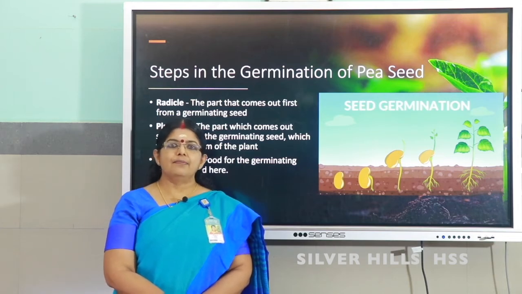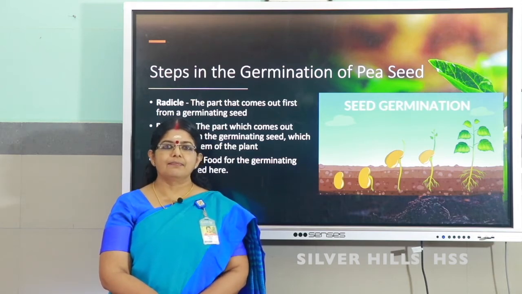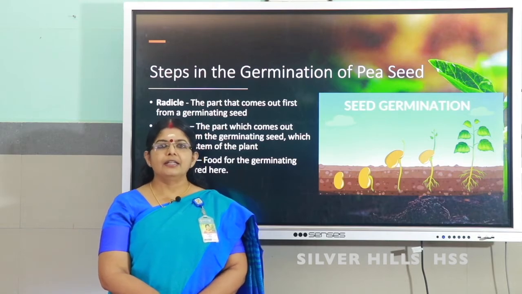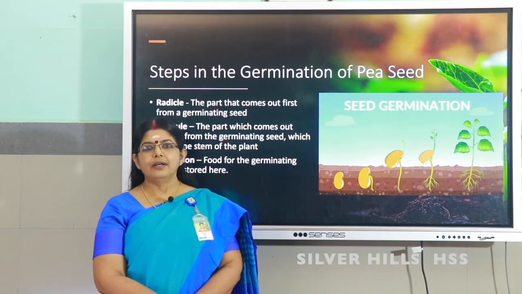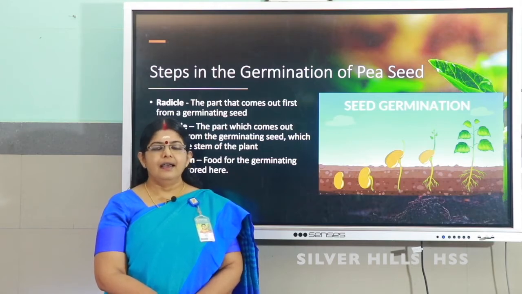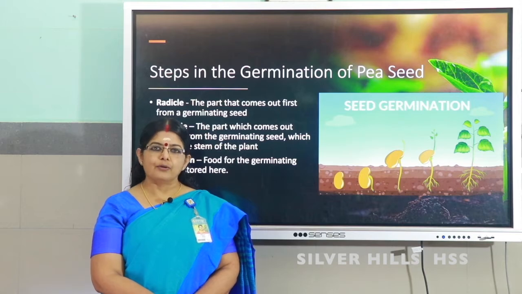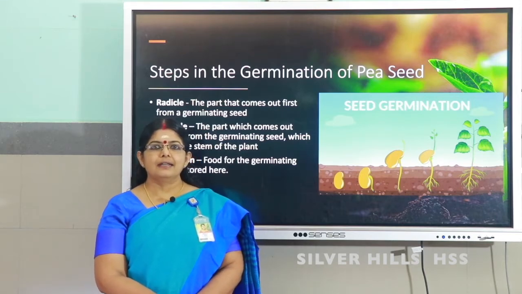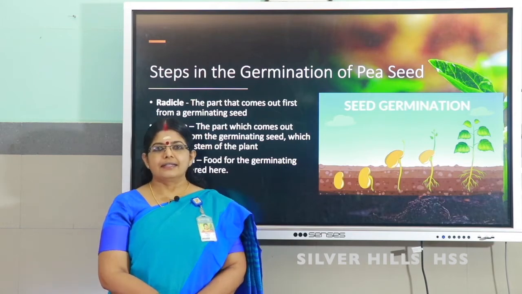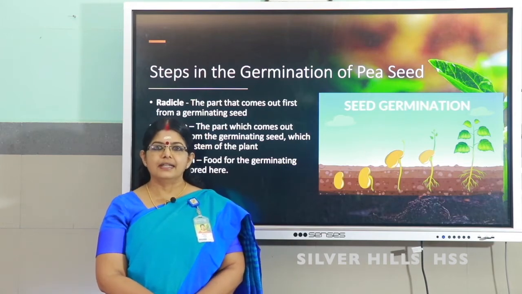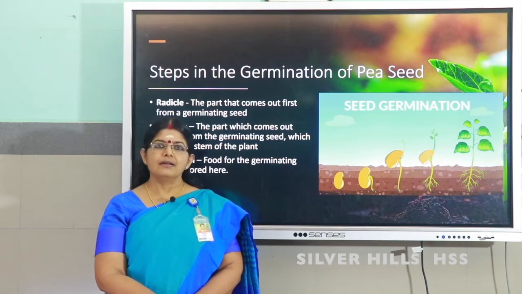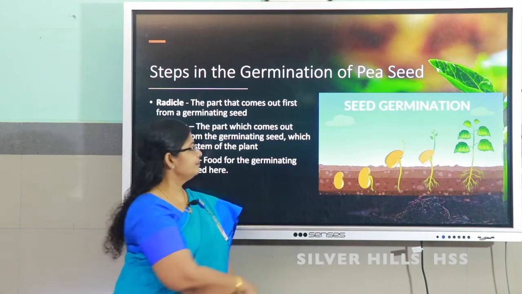When the seeds start sprouting, you can see a small part coming out from the sprouted seed and it grows down into the soil. It is the radicle, and this radicle forms the root of the plant. After a few more days, under favorable conditions, a second part comes out from the seed. It is the plumule, and this plumule forms the stem of the plant.